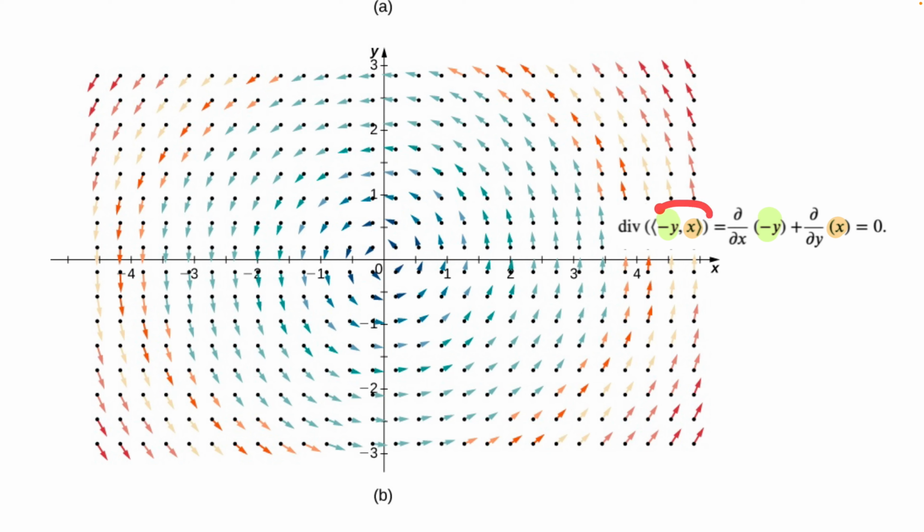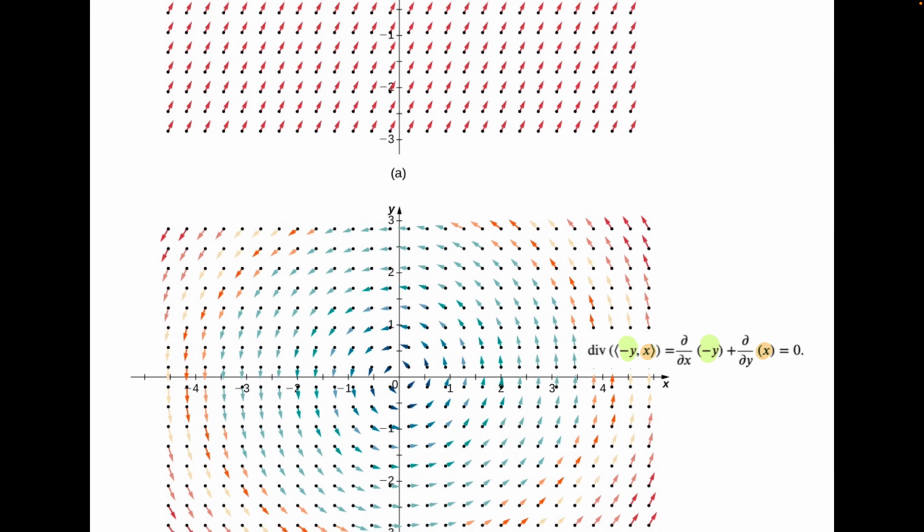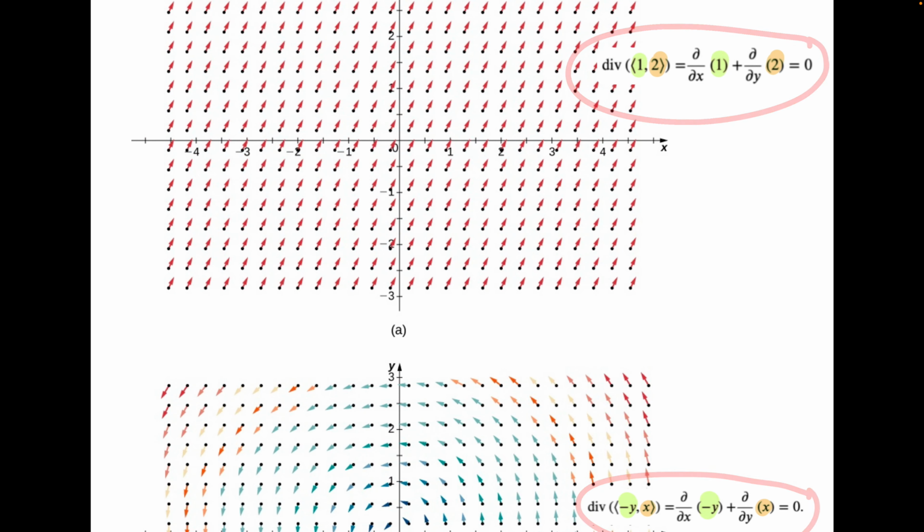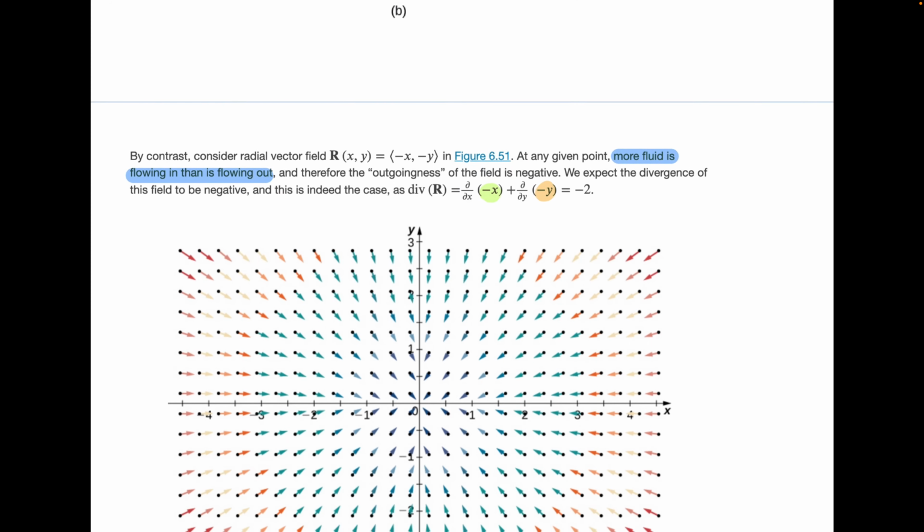Very good. So here we have the picture of the vector field, and when we take the divergence of this particular vector field, we again get 0. So there's something that these two vector fields have in common by their divergence both being 0. All right, let's look at another example.